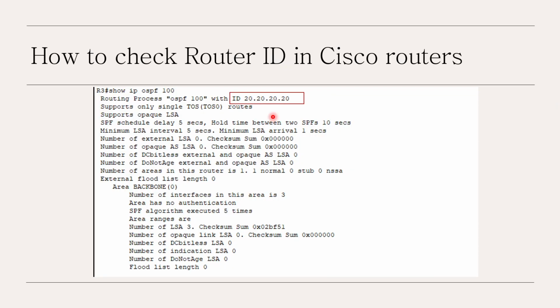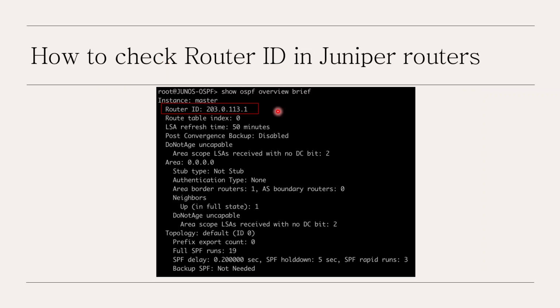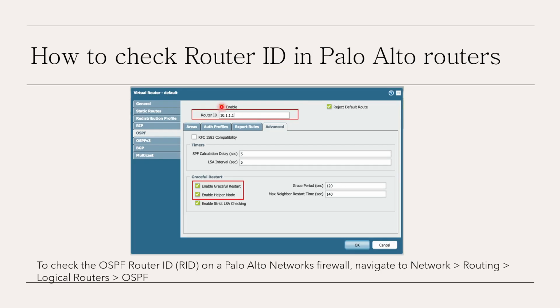In the case of Cisco, you can check the router ID by the show ip ospf process ID command. Here you see that for this process 100, the router ID is mentioned here. In the case of a Juniper router, you can check through show ospf overview brief, and then you can check the router ID there. But in the case of Palo Alto, you need to navigate to Network, Routing, and then Logical Routers. Then you go to OSPF, and I have highlighted the part where you can find the router ID.